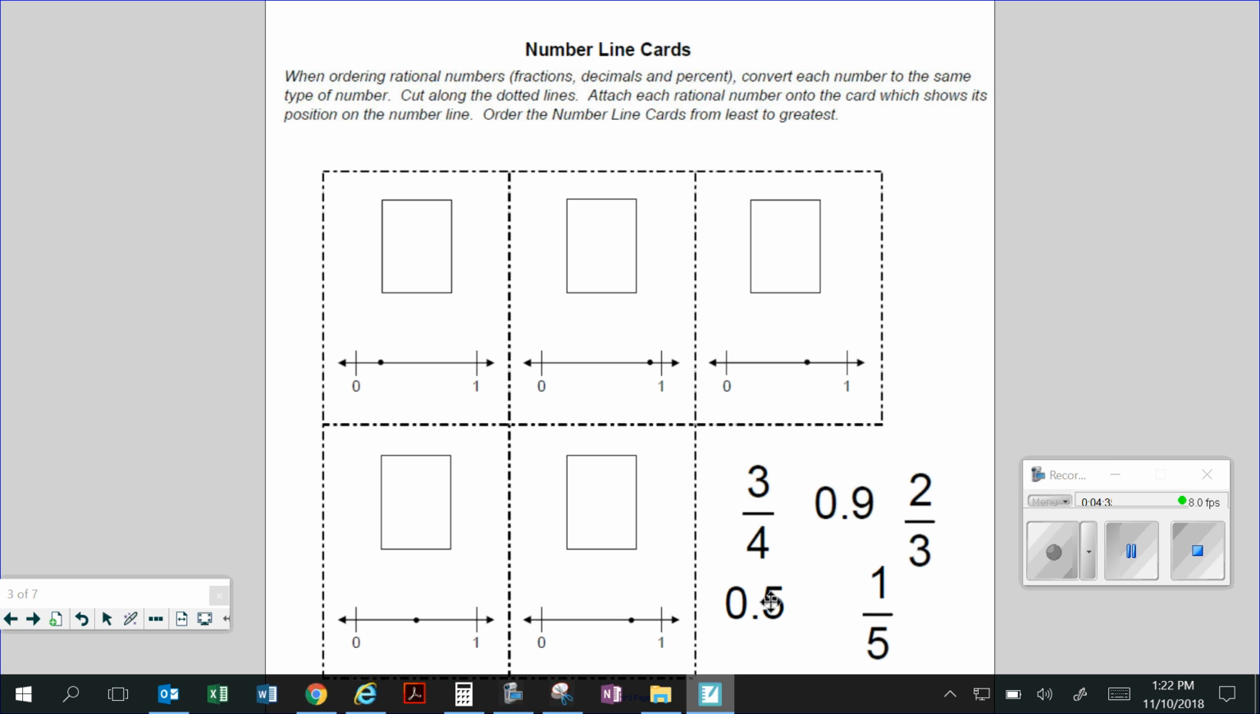That is 5 groups of 10, which is 50 hundredths, or 50%. Which one is in the middle of 0 and 100%? I believe it's this one. 9/10 is 90, 90%. I believe this one is 90. It's closer to 100%.